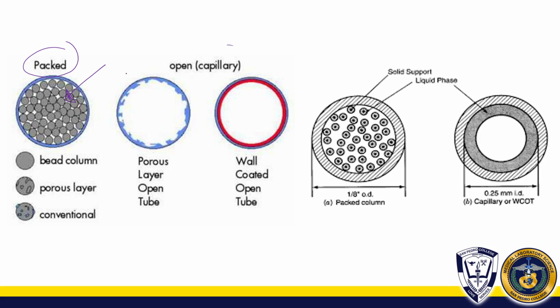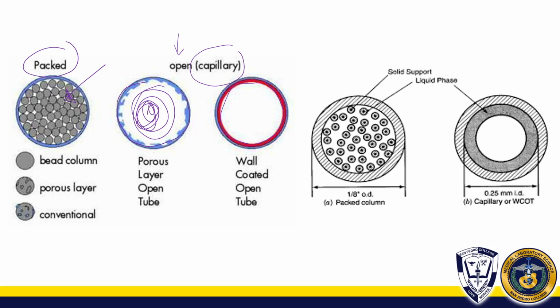Whereas your capillary, which is also known as an open column, as you can see here, we do not put anything in the hollow part of the column. What is done in the capillary or open column is coating. So the colors you see here, the blue and red, show the coating of the sides of your column.